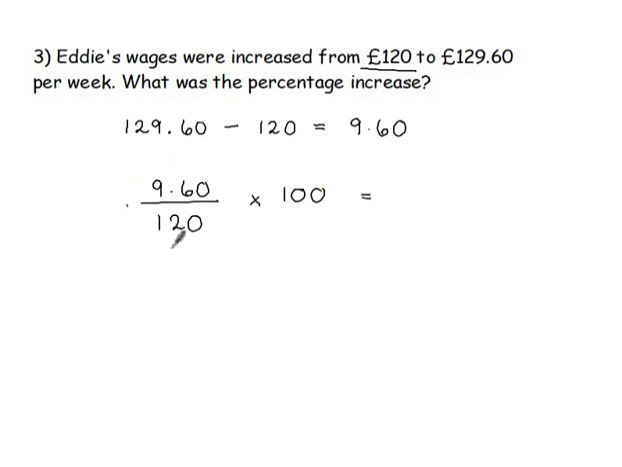Now, because this is a calculator question, you can type it in exactly as it looks. So remember, you can use your fraction button here. So press your fraction button first, 960 on the top, 120 on the bottom. Remember to press out of your fraction to type in that times 100, and it should give you the answer of 8%.